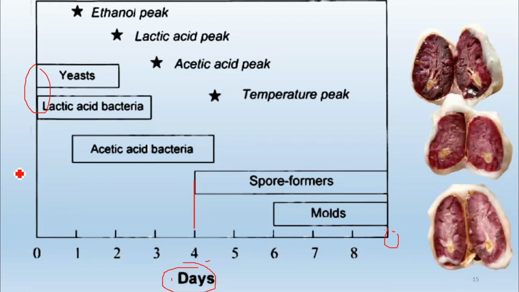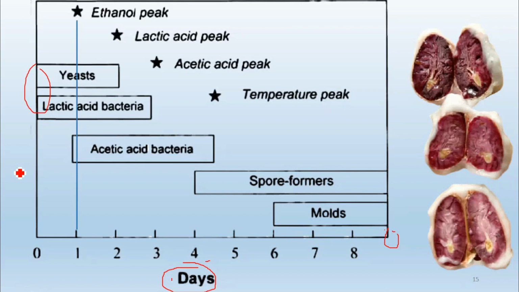Then comes the spore formers. Now you can get the idea that it starts its work from 4 days and continues up until the completion of the fermentation. And the same goes for the molds or fungi. They start their work at 6 days and they complete their task at the completion of fermentation. Now, what exactly are they doing? What kind of substances are they producing?